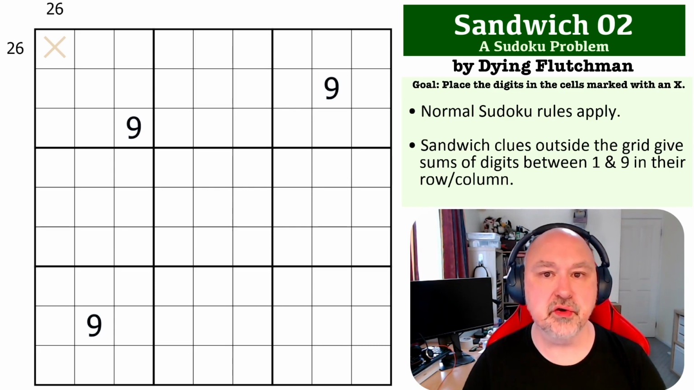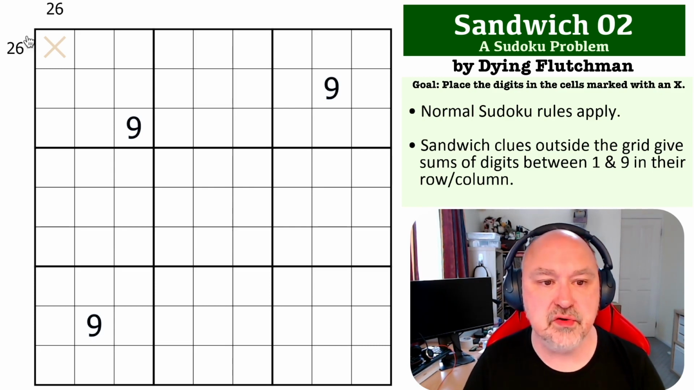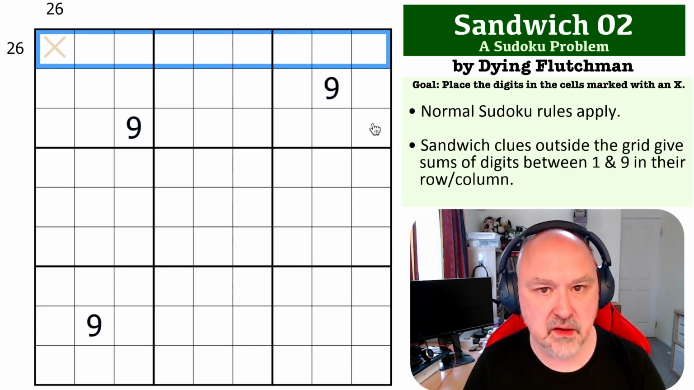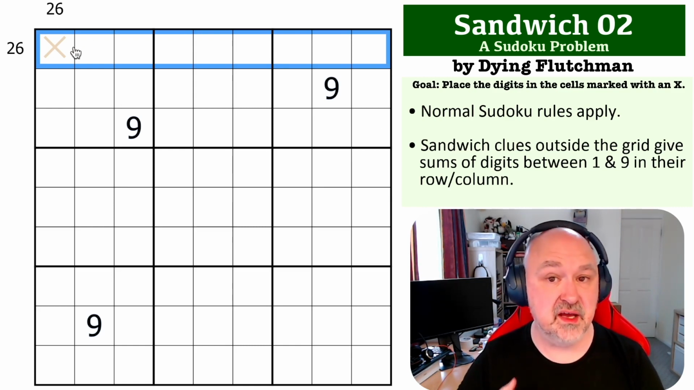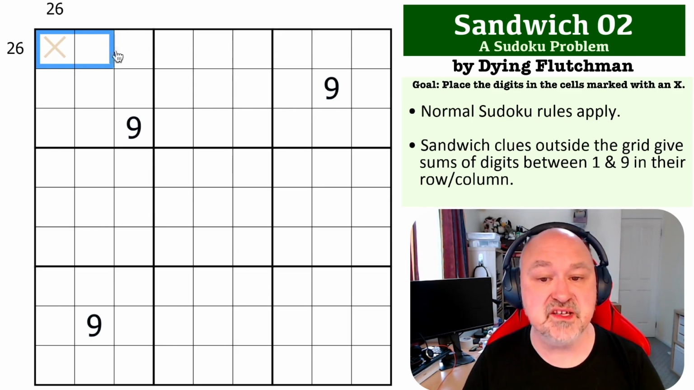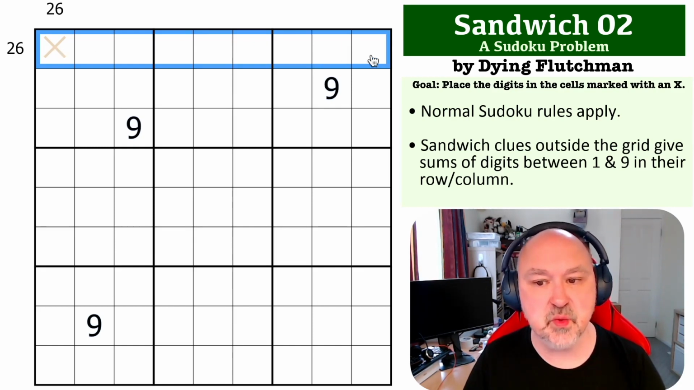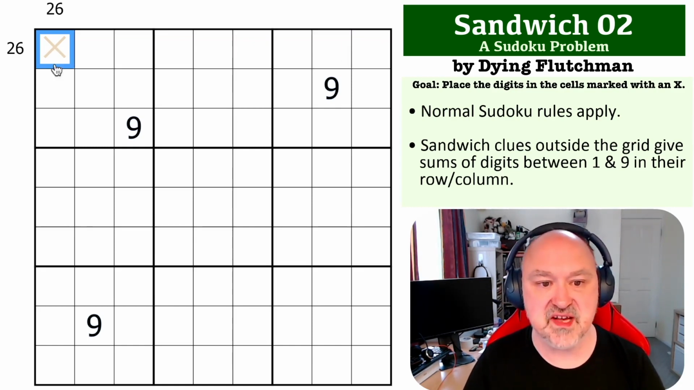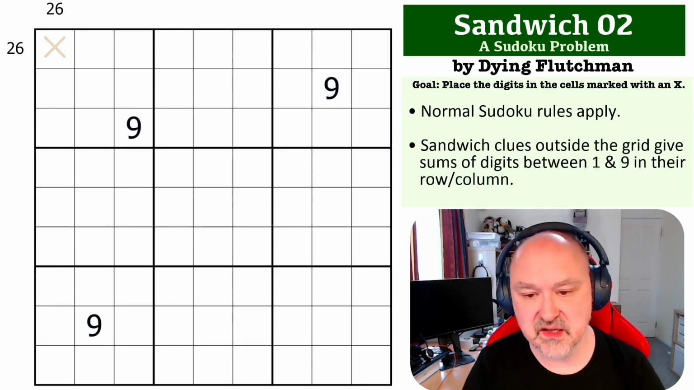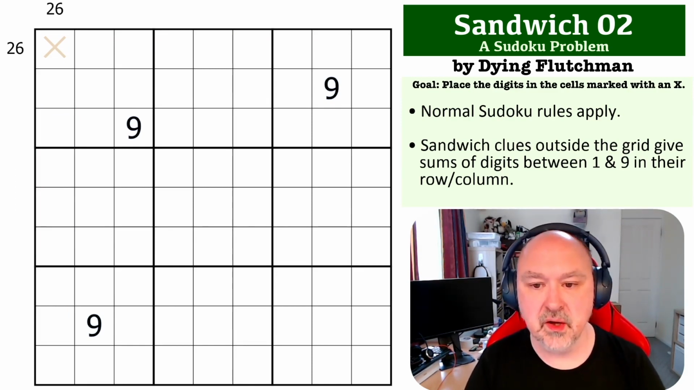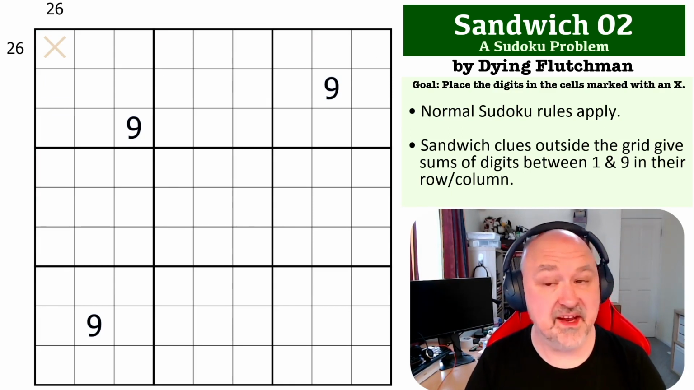The way sandwich Sudoku works is in rows and columns with clues outside the grid: the sum of the digits placed between the 1 and the 9 is the number given. So in row 1, there will be digits summing to 26 between the 1 and the 9 in that row, and the same in column 1. And the idea is to get row 1, column 1 in this puzzle, as well as prove why it is what it is.